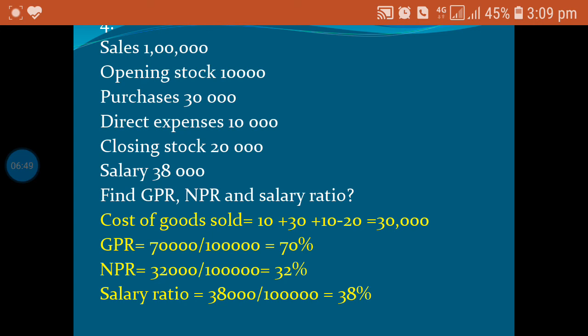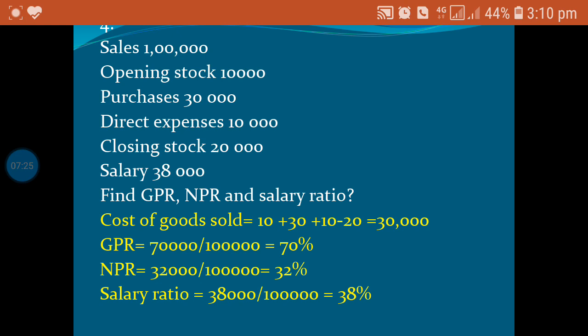And also we are asked for net profit ratio. Here there is only one indirect expense, that is salary. So gross profit minus salary is equal to net profit, that is 70,000 minus 38,000. 70,000 minus 38,000 is equal to 32,000. So net profit ratio is equal to 32,000 divided by 1 lakh into 100. That is 32%.